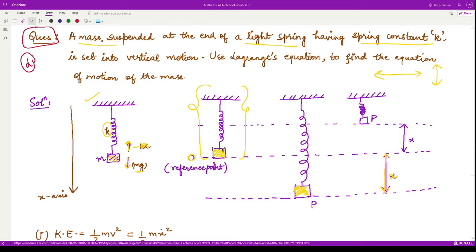Another case would be if you push this mass upwards. That means in this case the spring would contract, and you'll see a displacement in the upward direction by x units again. This is our assumption that it has been moved a distance x.